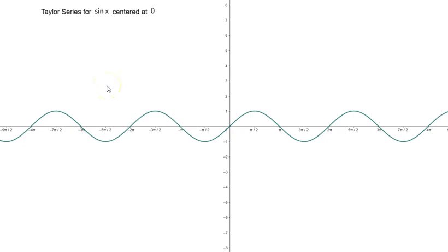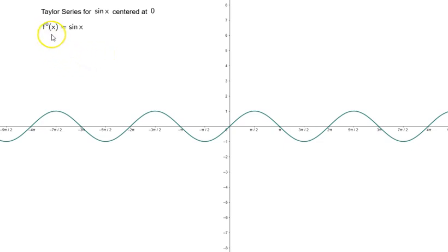Previous session, we saw the Taylor series for natural log of x centered at 1. Now, today we will look at Taylor series for sin x centered at 0. First thing we do is figure out the derivatives.